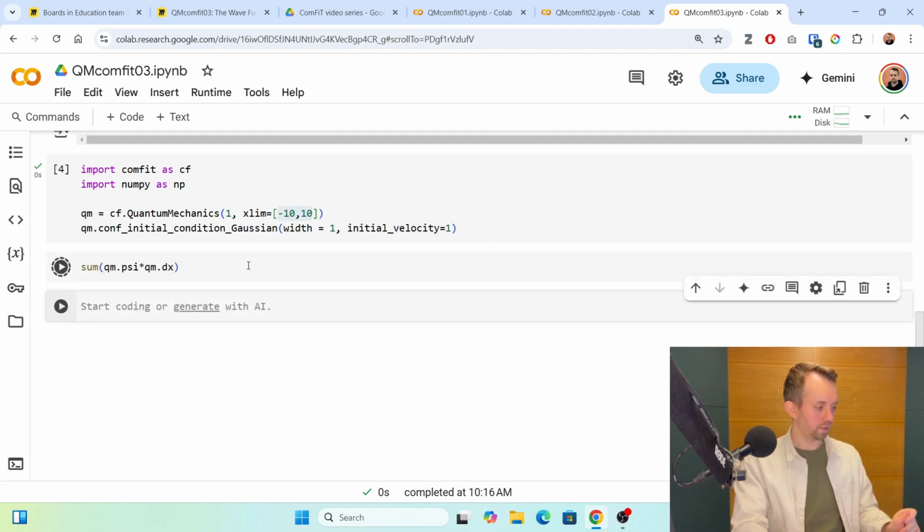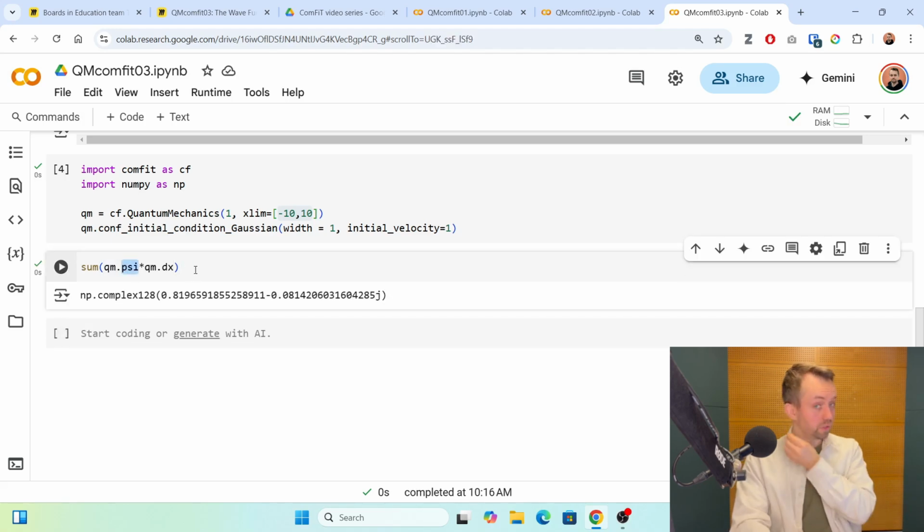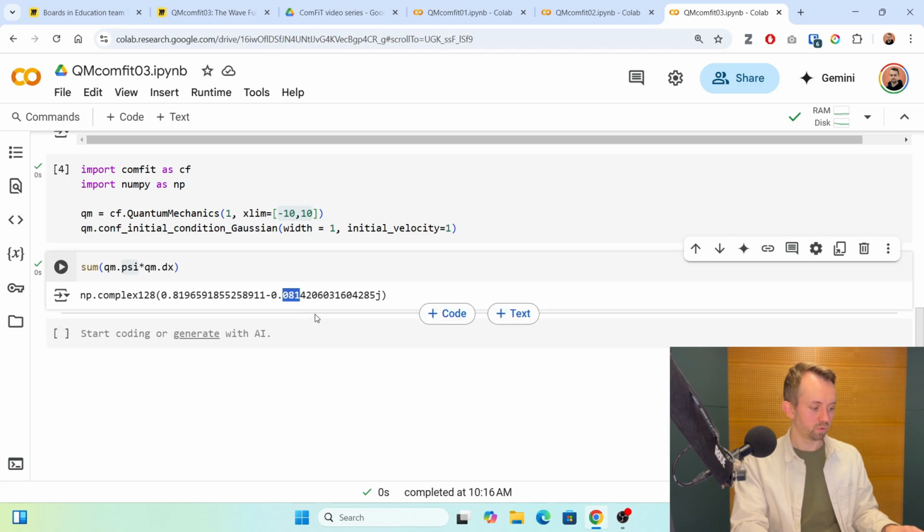And I wonder if this works, even though psi is a complex number. Yeah, and it actually works. So we get that the integral is a complex number, and the real part is 0.819, and the imaginary part is 0.081i. So that's the first exercise.